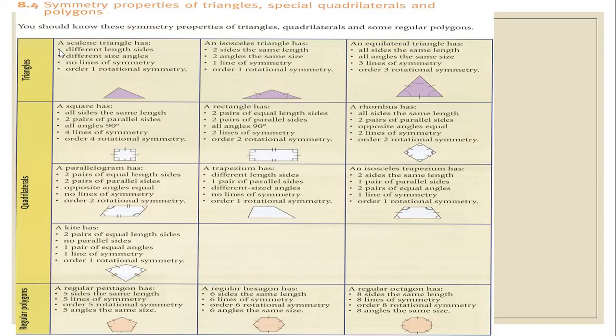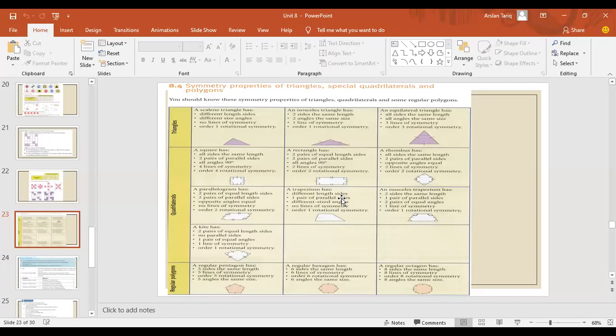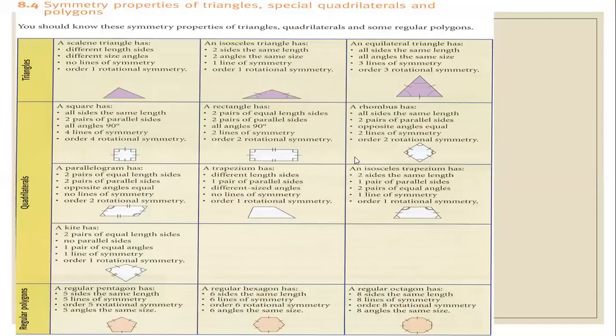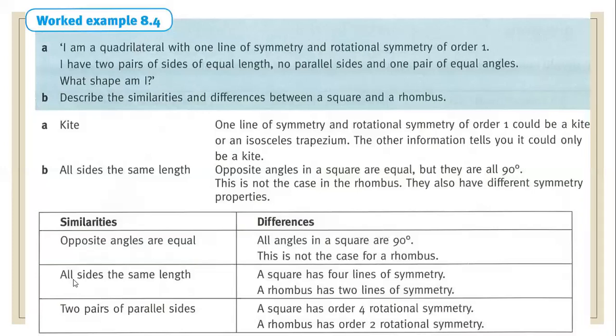Same as 8.4, the symmetry properties of triangles and special quadrilaterals and polygons. In this exercise, we will learn about all these triangles. You must know all these things about their sides, angles, and orders of rotation, whether I'm talking about triangles, quadrilaterals, or regular polygons. With the help of that, you will find it easy.